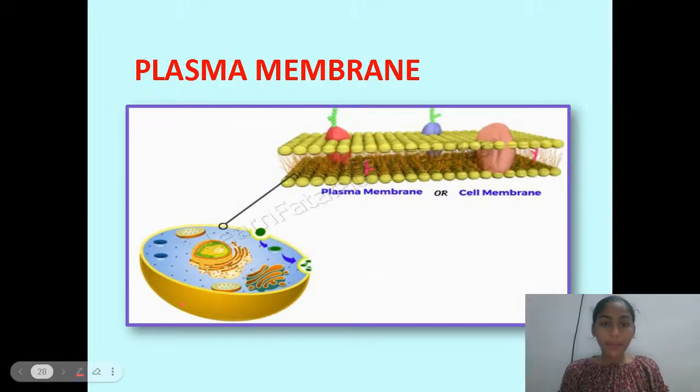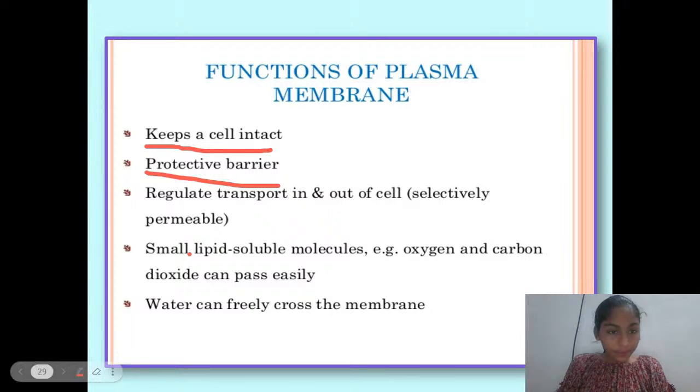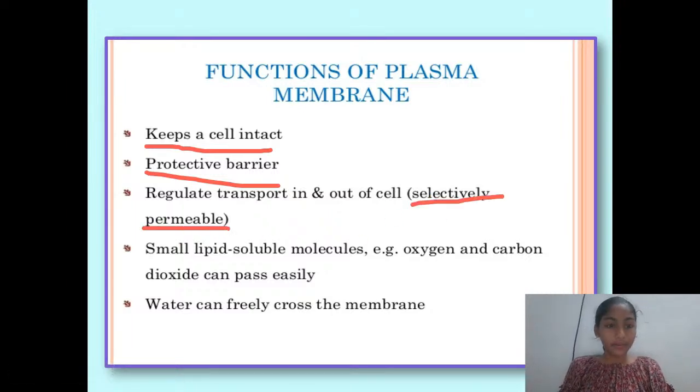This plasma membrane controls any substance which goes inside or outside the cell. It controls everything, so that large solid molecules do not enter and damage the cell. That is why it is also called a selectively permeable membrane, because it is selective. It selects what material enters the cell and what material exits the cell. That is why it is called a selectively permeable membrane.